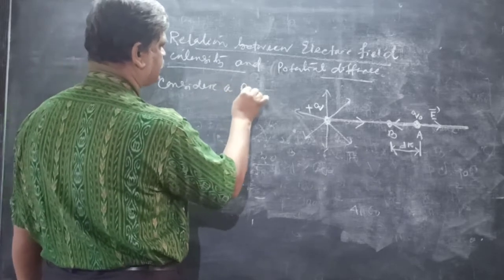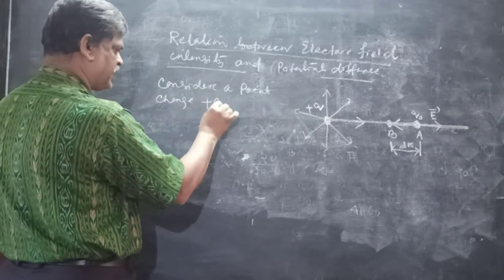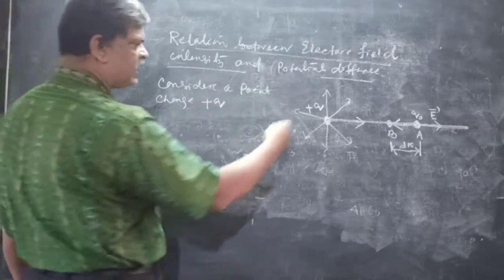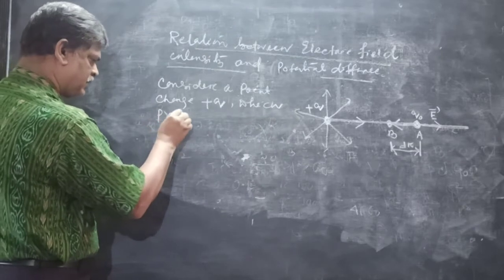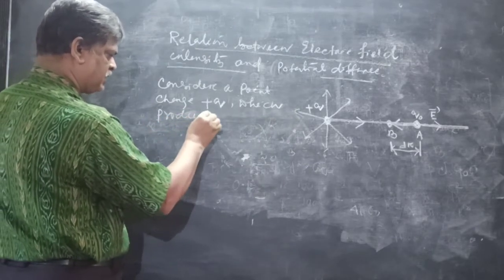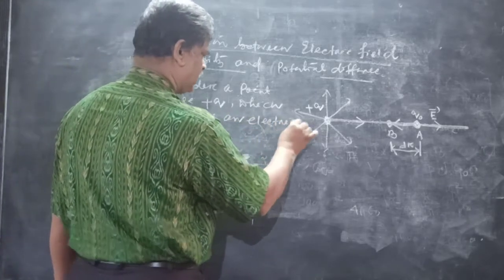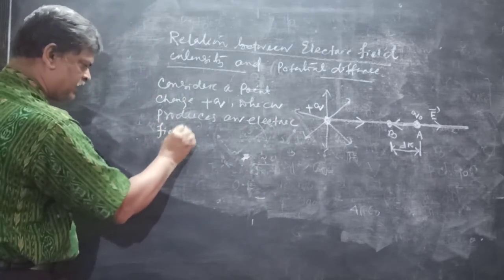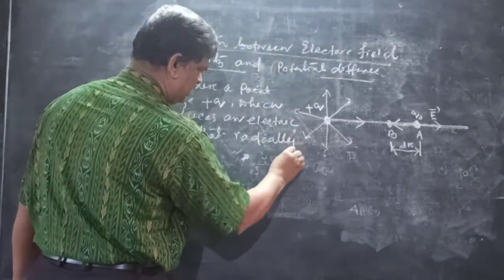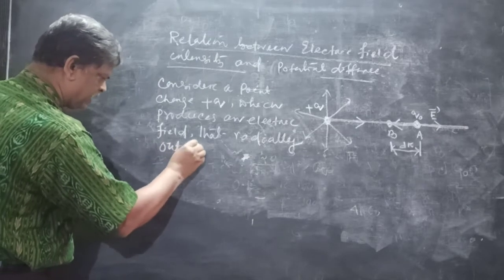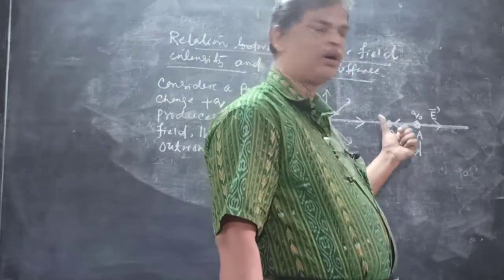Consider a point charge plus Q, which produces an electric field that is radially outward. Clear?